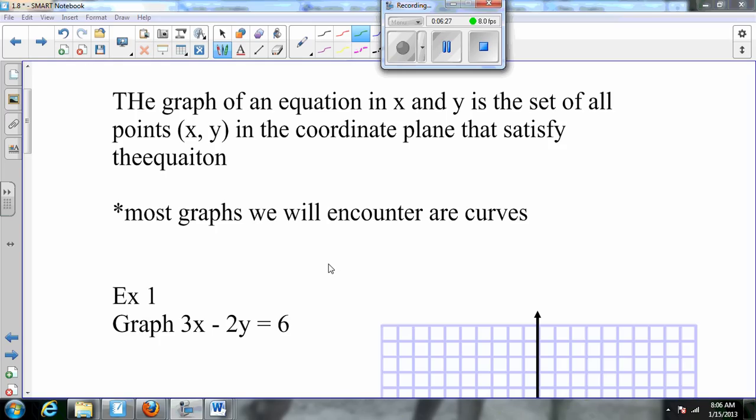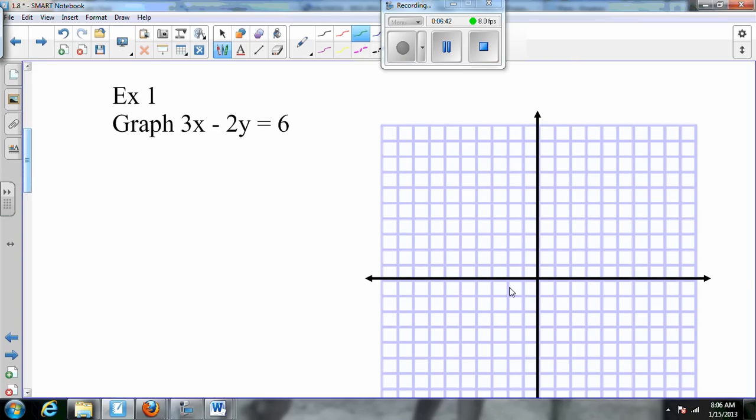The graph of an equation in x, y is the set of all points x, y in the coordinate plane that satisfy the equation. Most graphs we'll encounter this semester will be curves. But let's start with the linear. We have 3x minus 2y equals 6. Let's get it into slope-intercept form, y equals mx plus b.